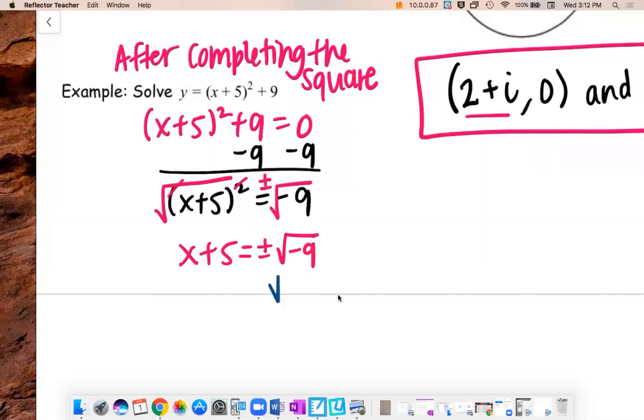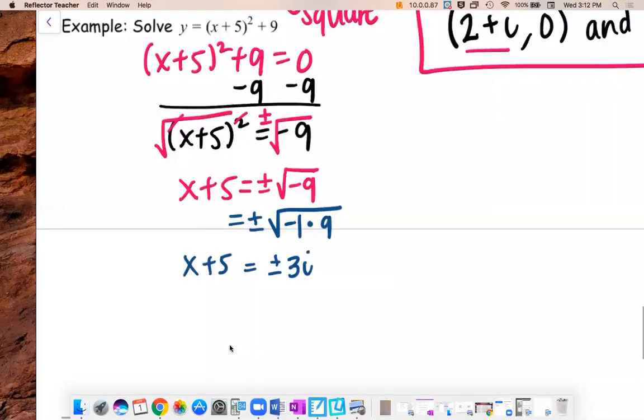Now we know how to simplify the square root of -9. I can break this into the square root of -1 times 9. Don't forget the plus or minus. Then I know the square root of -1 is i, and I know the square root of 9 is 3. So this whole expression becomes 3i with the plus or minus in front. And now my last step is just to get x all by itself, so I need to subtract this 5 to the other side, so -5 minus 5.